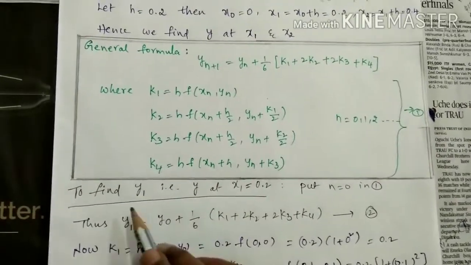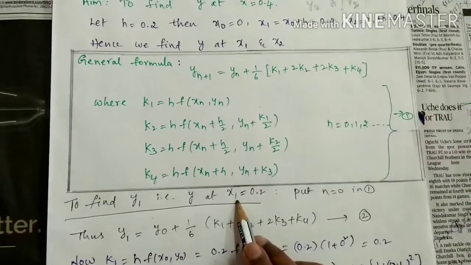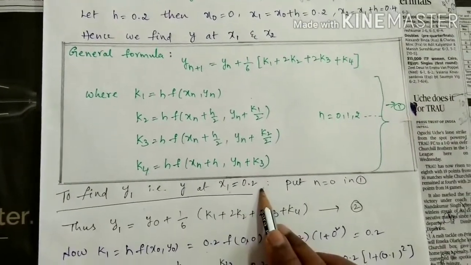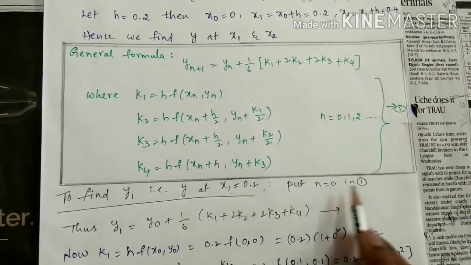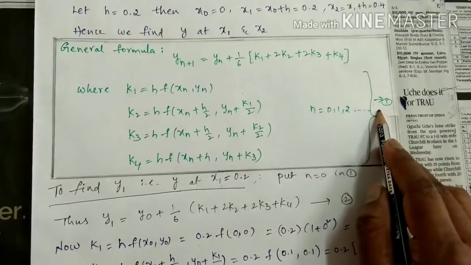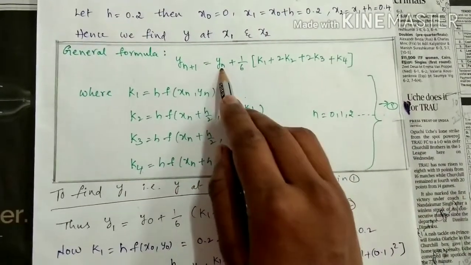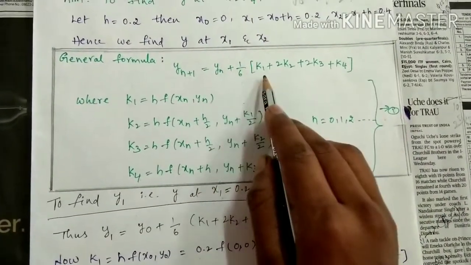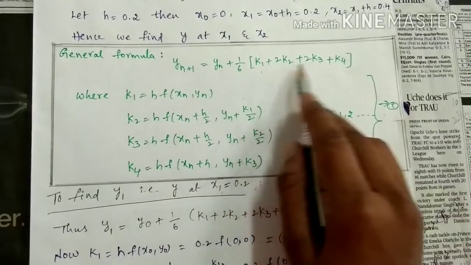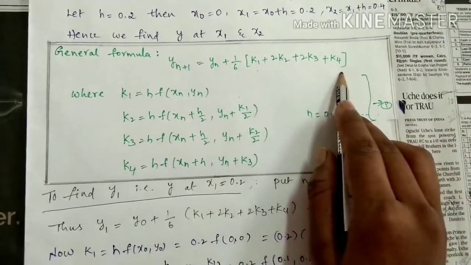Let us see how to get y1. y1 in the sense y value at the point x1 equal to 0.2, for which we just put n equal to 0 in the general equation, which we have taken as equation 1, so that y1 equals y0 plus 1 by 6 into k1 plus 2k2 plus 2k3 plus k4. Now these k values are to be determined.